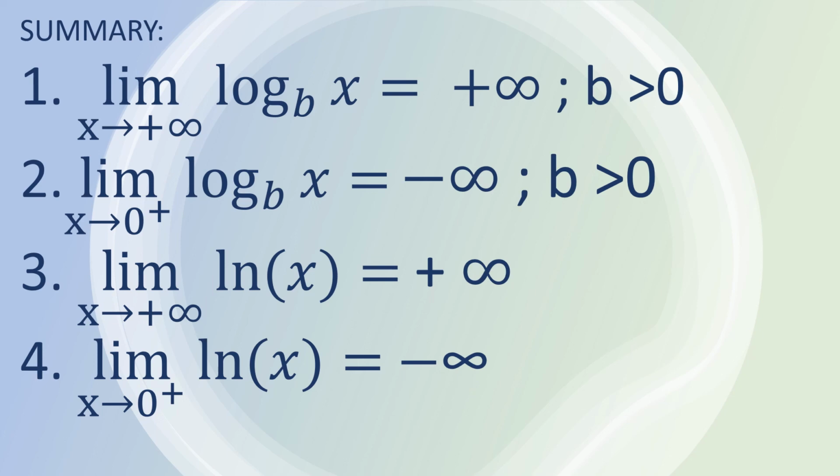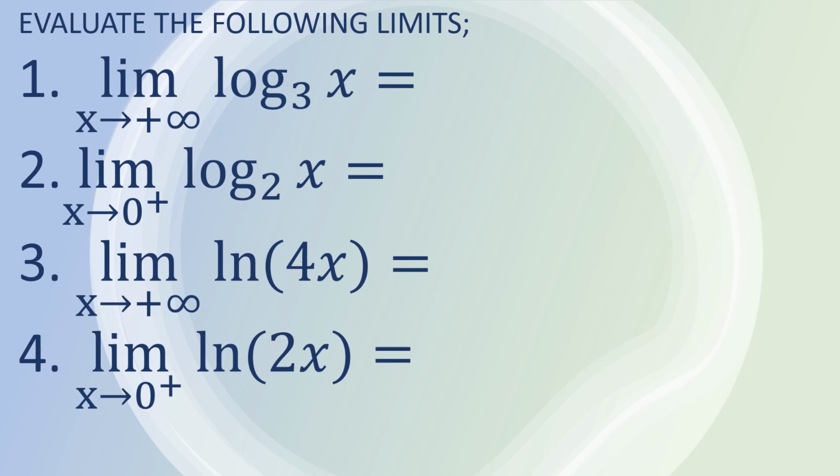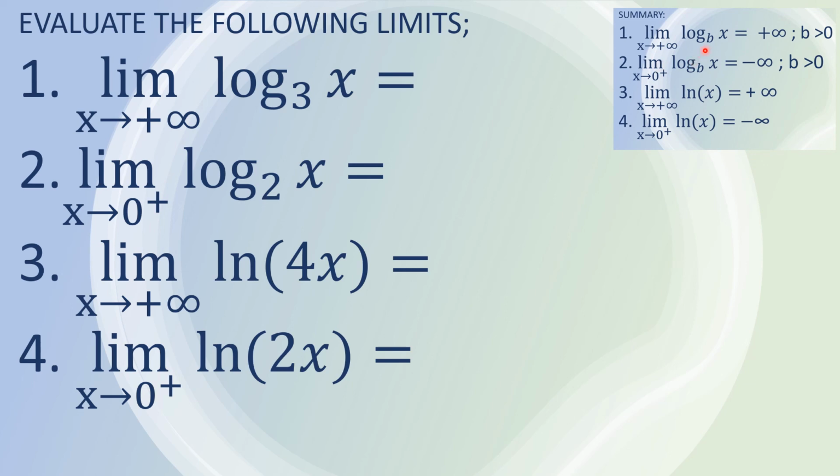Let's apply this one to these examples. Okay, let's apply the rules earlier for logarithmic. What were the rules? When the logarithm base b is greater than 0 and approaches positive infinity, and when it approaches 0 from the right, negative infinity. So for number 1, the answer is positive infinity. For number 2, negative infinity. For the natural logarithm, class, as it approaches positive infinity, positive infinity. As it approaches 0 from the right, the answer is negative infinity. So number 3 is positive infinity. Number 4 is negative infinity.